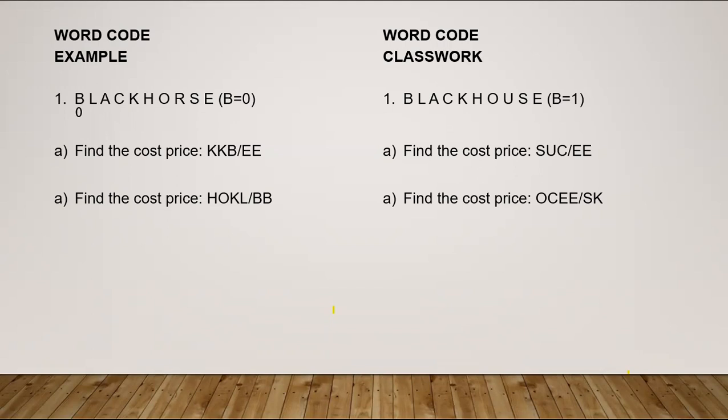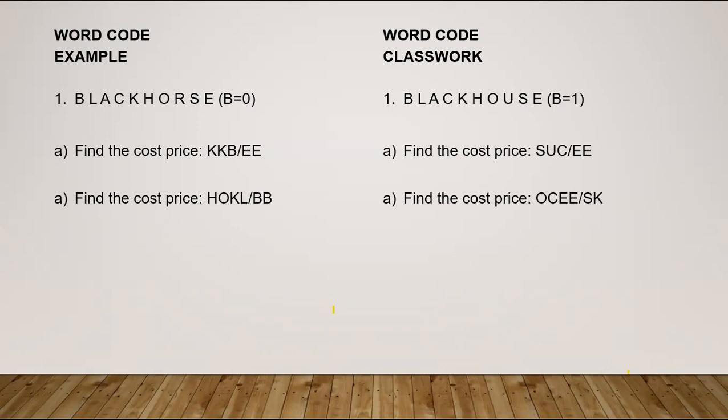Let me finish off how we calculate the cost price of a product. Please note that when you calculate the cost price of a product, you will be given the markup or you will have to use a word code. Now, question is, what is a word code?